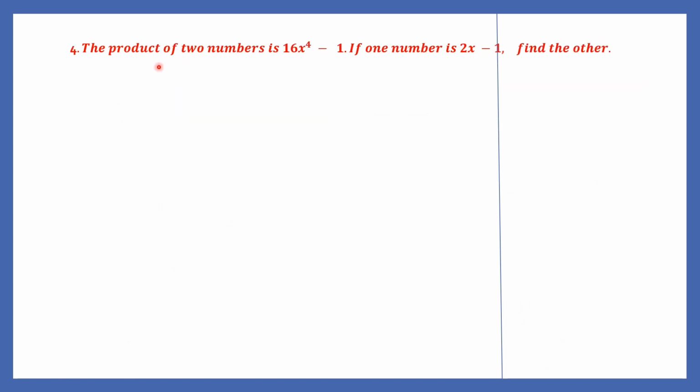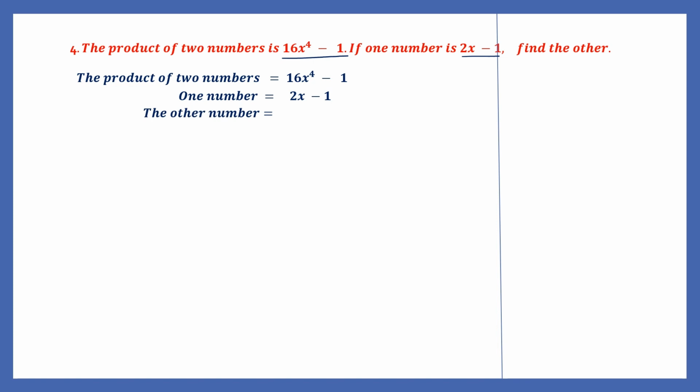Question 4. The product of two numbers is given to us. This is the product. That means when you multiply two numbers, the answer that you get is called the product. If one number is given to us, we have to find the other number. So product of two numbers is given. One number is given, we have to find the other number. Product of two numbers is this. This is one number.